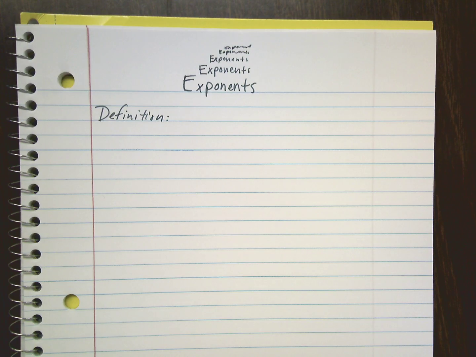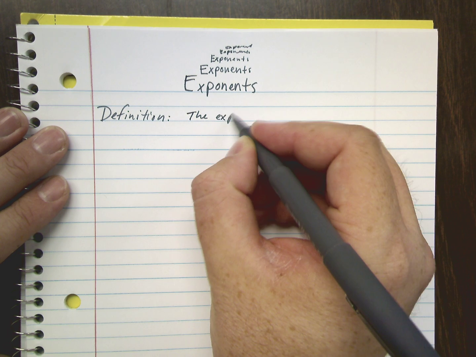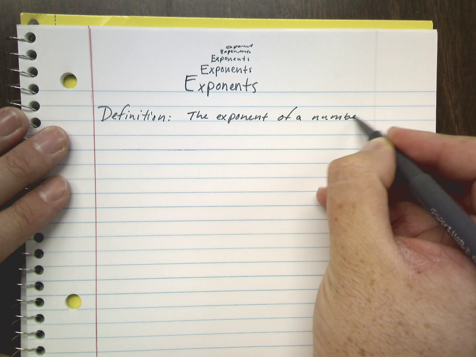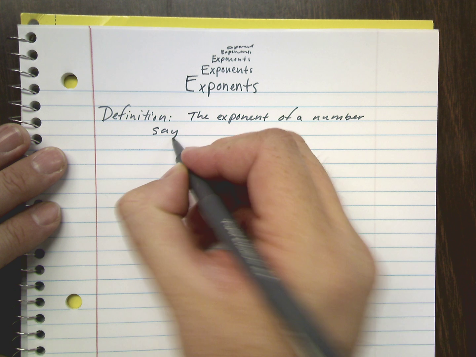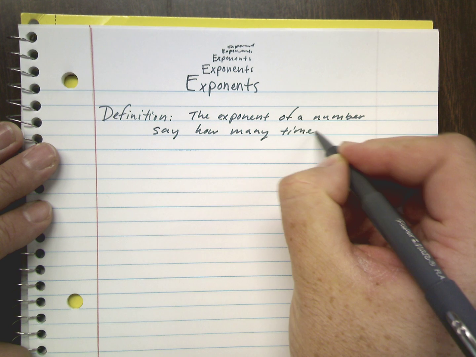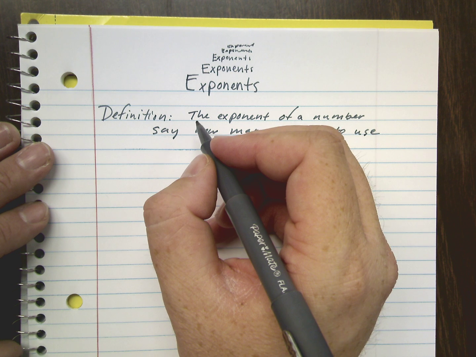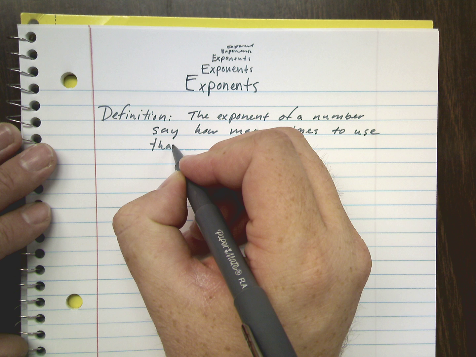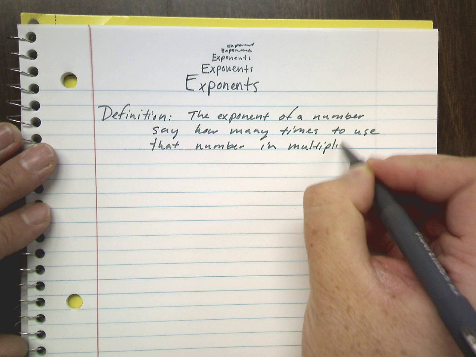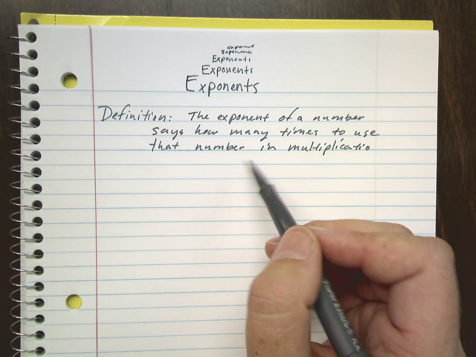So we're going to be talking about exponents today. The first thing we're going to do is define exponent. The exponent of a number says how many times to use that number in multiplication.